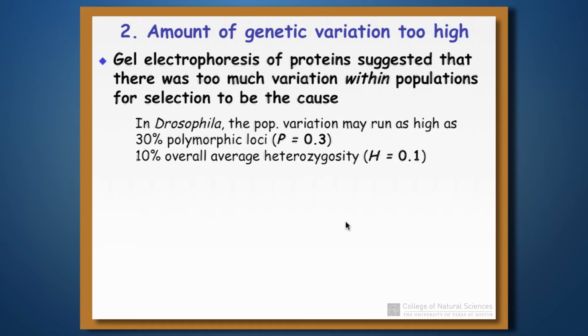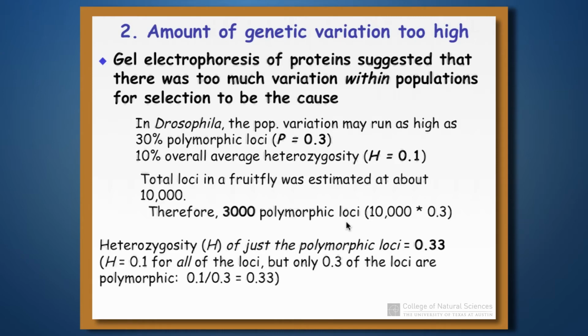Okay? Now, if we know that that's true, then what happens? Well, again, this is back in 1968. Nobody really knew exactly how many independent genes there were in fruit flies. But at the time, it was estimated to be about 10,000, and that wasn't too bad of an estimate, really.